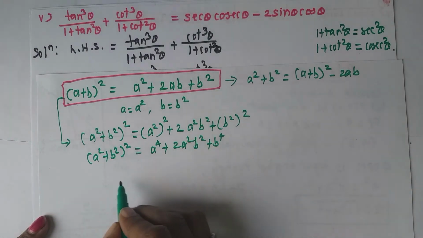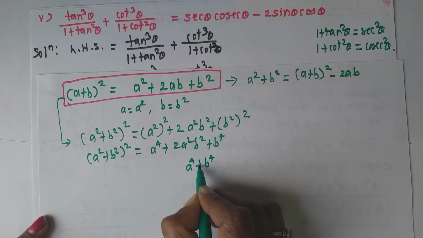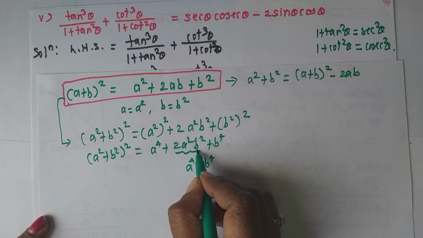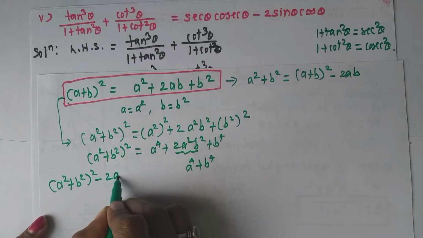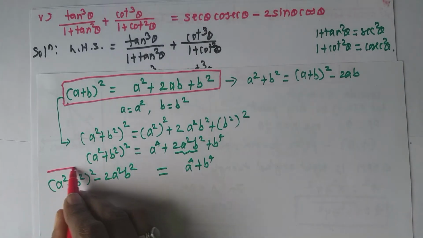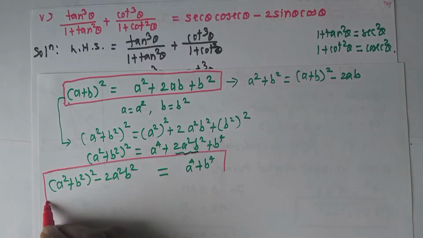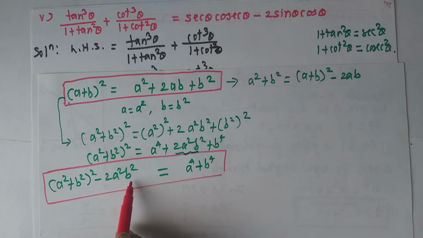Now what will be this? If I keep a raised to 4 plus b raised to 4 to this side, and if I transfer this term to left hand side, then this will be minus 2 a square b square. Okay. Means instead of a raised to 4 plus b raised to 4, I can write in the bracket a square plus b square bracket square minus 2a square b square.